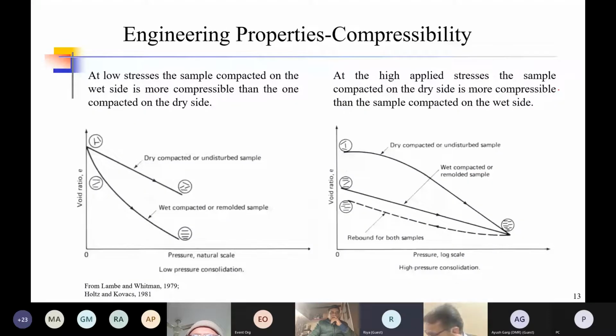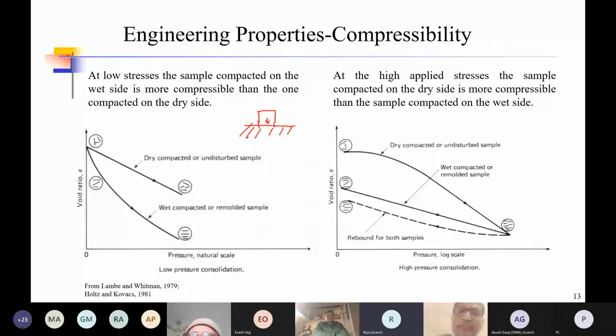Coming to the next property, how exactly the compressibility of your material changes. Here it's not only about the wet side and the dry side, it's also about the stresses that you are imparting. Stresses means, after your compacted field has been constructed, what kind of stresses get induced. Suppose the stresses induced are low in magnitude. Under such low stresses, the wet compacted side is more compressible than the dry compacted side.